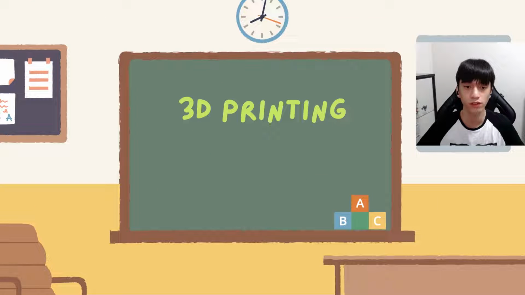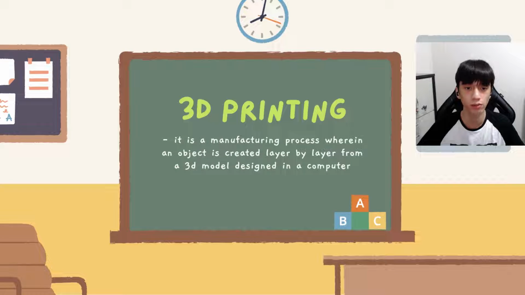The world is changing so fast that even the way we produce objects is developing, and one of these developments includes 3D printing. 3D printing is a manufacturing process where an object is created layer by layer from a 3D model designed in a computer. We will be explaining the specifics on how 3D printing works, but to give you a rough idea, I will compare it with a traditional printer.